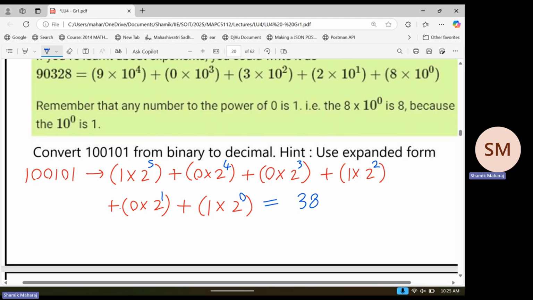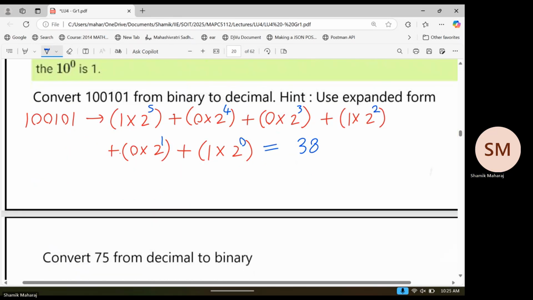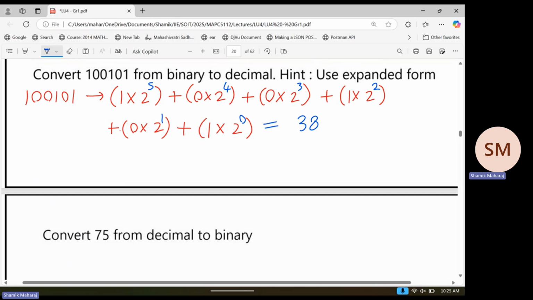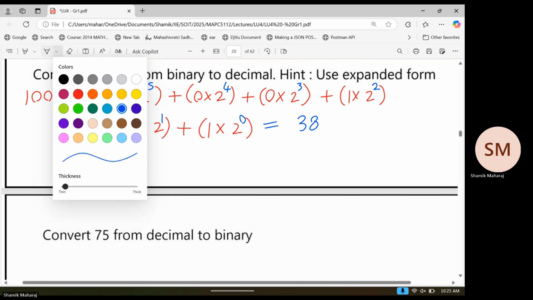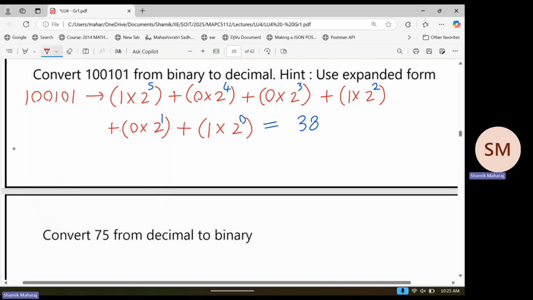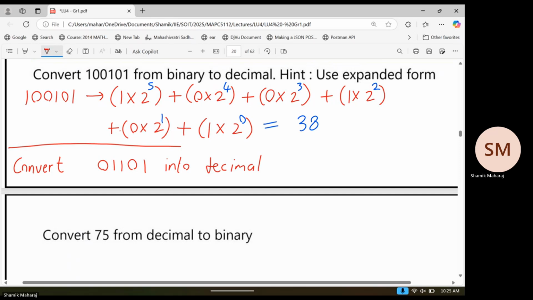You guys want to try another example? Get used to it. Let's do another one. I'll leave that on the board so you guys can look at it while we do the other example. Okay, let's say convert 0, 1, 1, 0, 1 into decimal. Let's try that one.